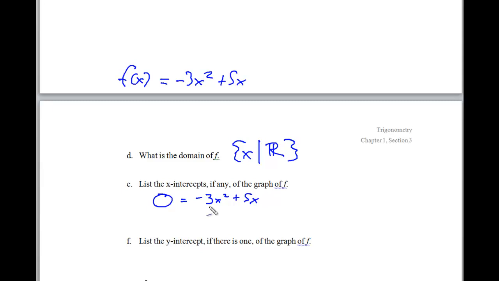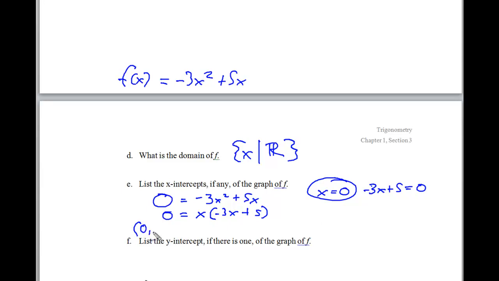So what I'm going to do here is actually solve for x, and since there's an x and an x squared, I'm going to do a little factoring here. I'm going to factor out a common term, which is x, which leaves me with negative 3x plus 5. And since this is set equal to 0, I know my two possible answers: x is equal to 0, and negative 3x plus 5 is equal to 0. So this is going to give me two possible answers for x-intercepts. Well, 0 is one of my two answers here, so there is an x-intercept at the origin.